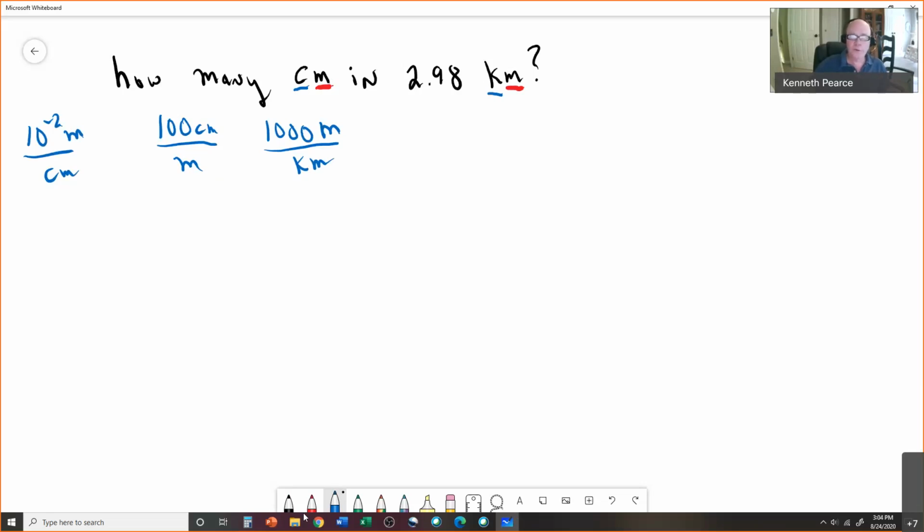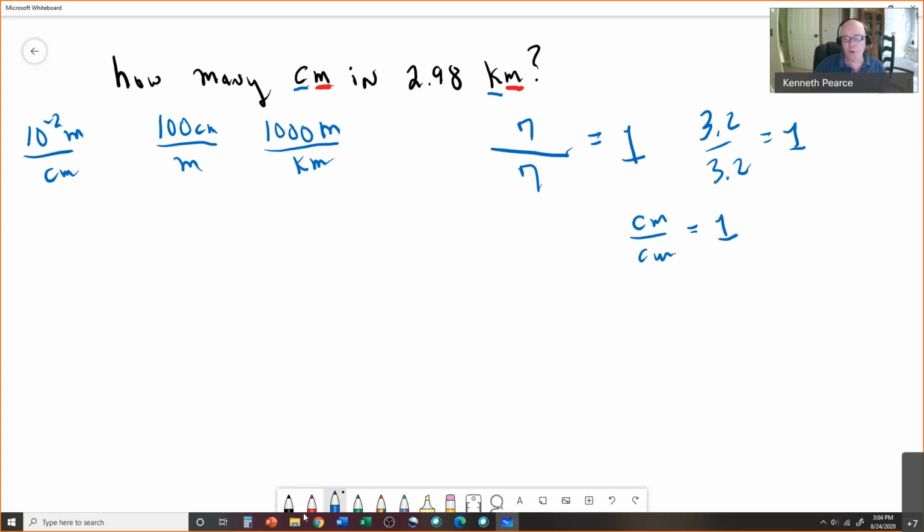And we're going to take advantage of the fact that a dimensional analysis is just a big fraction. So if I had 7 over 7, what would that be? That would be 1, right? And if I had 3.2 over 3.2, that would be 1 as well. And the same thing works with units. If you have centimeters over centimeters, well, guess what? It cancels and it's 1, okay? So we're going to take advantage of this fact, and we're going to call it canceling. So we're going to write this out as just one big fraction.